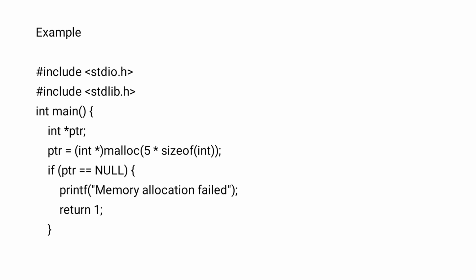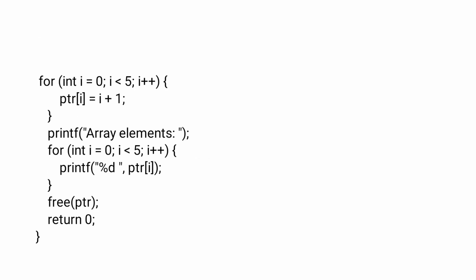That means we have to check for that. So we can check that by using this if function. If pointer equal to null, that means there is no space, so the pointer will become null. So if pointer equal to null, we have to print "memory allocation fail" and return 1. Otherwise, memory is allocated, memory space is there, so the pointer is not equal to null. So the next line will be executed.